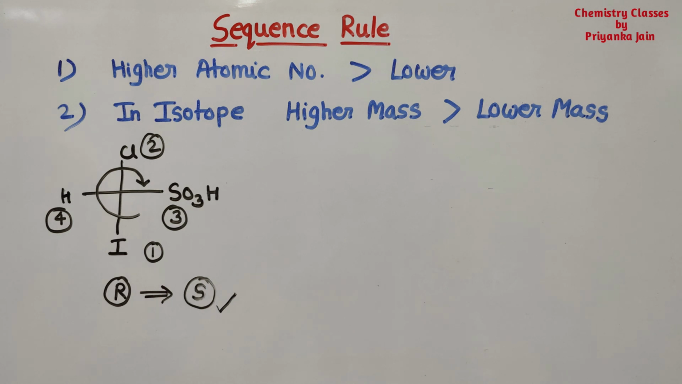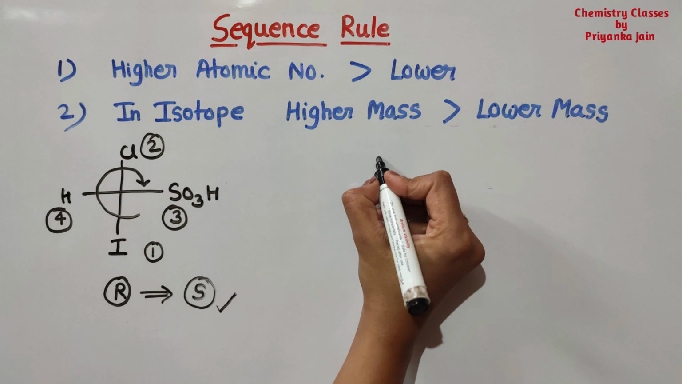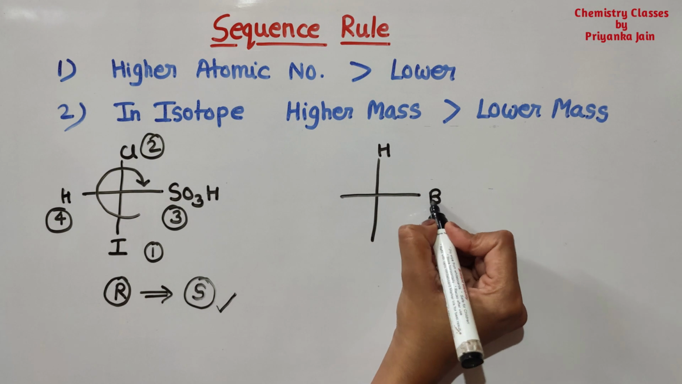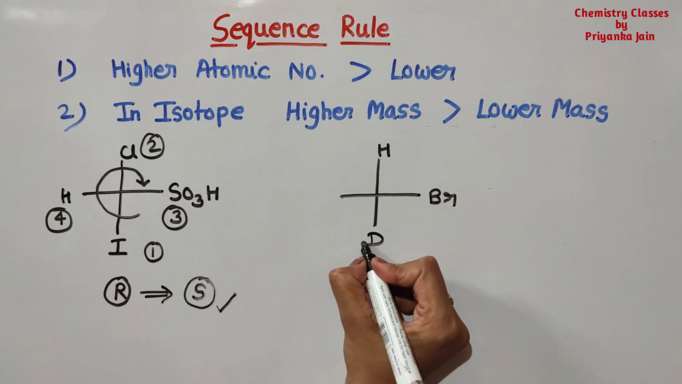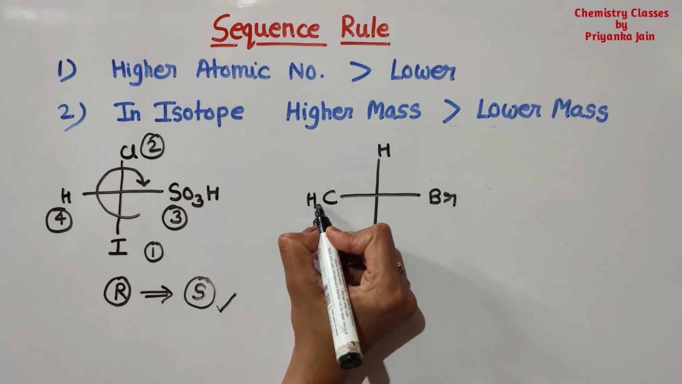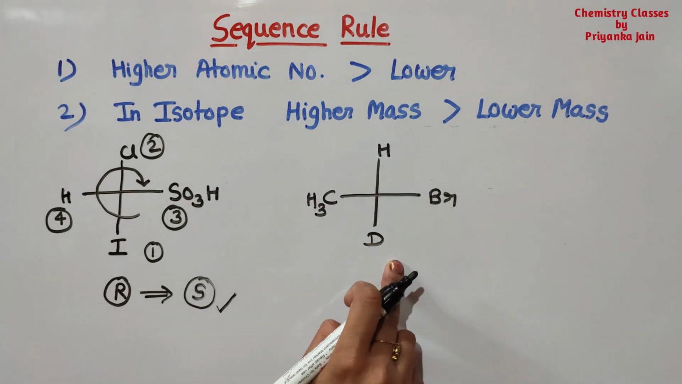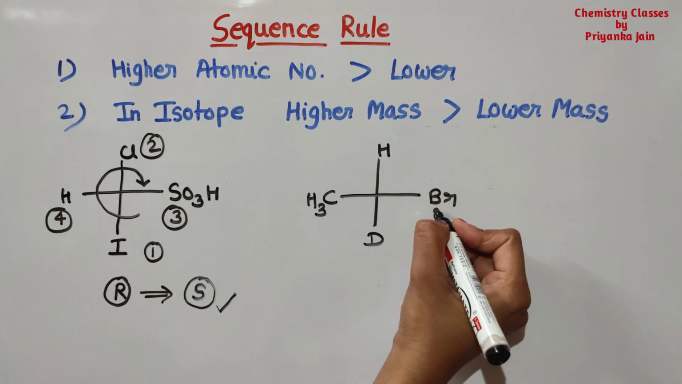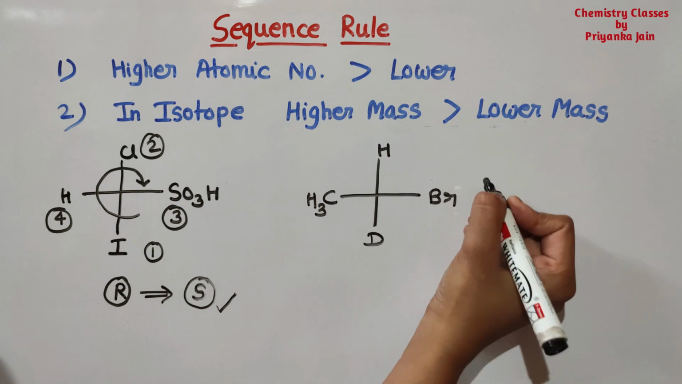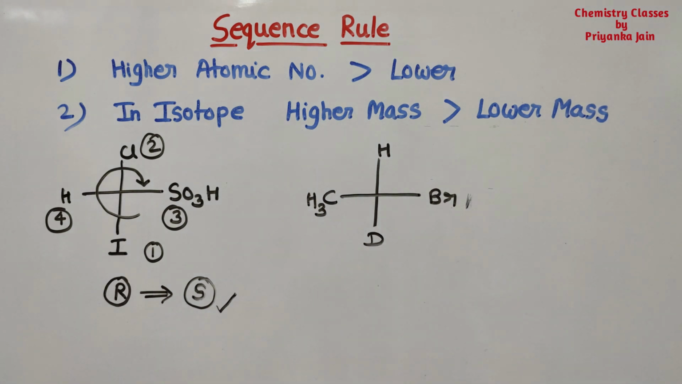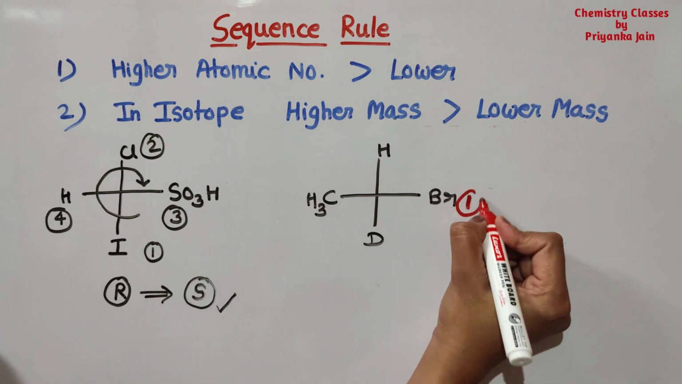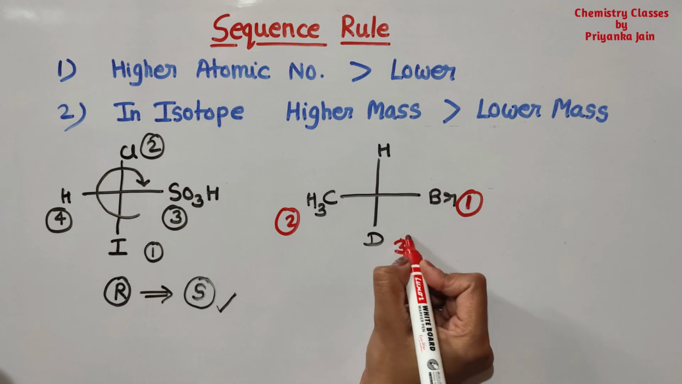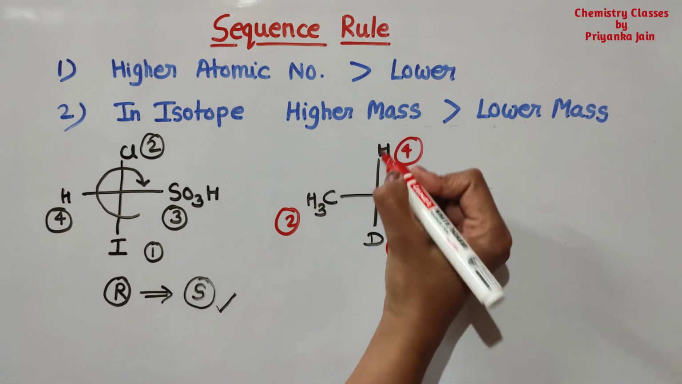Now see here, the next case. In the case, if these are the four groups, now you can see here, this is hydrogen and this is deuterium. The two isotopes of hydrogen are present here, right? So first priority will be given to the bromine, okay. This will have the highest atomic mass, so this is given the first priority, okay. Then second will be given to this carbon atom, and then third will be given to this deuterium, and fourth will be given to hydrogen, okay.